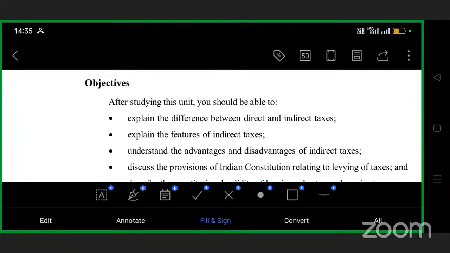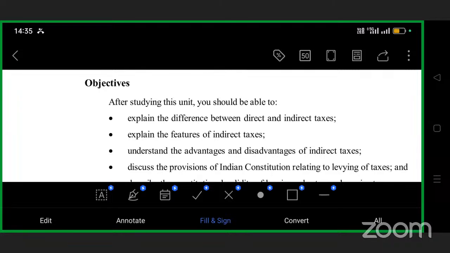Right from GST, right from the morning we get up and brush till we sleep in the night, every product we are paying tax to the government. Not only to the government, we are paying tax. So that is called indirect tax.